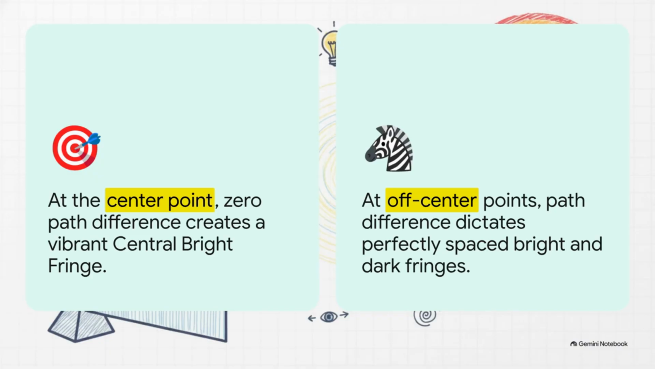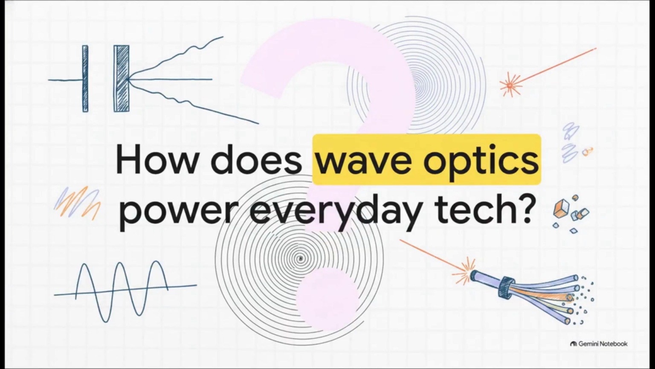The result is this beautiful, perfectly spaced pattern of alternating bright and dark bands, dictated entirely by the math of path difference. It is truly remarkable to think that something as fundamental as light can be mathematically engineered to cancel itself out into total darkness.